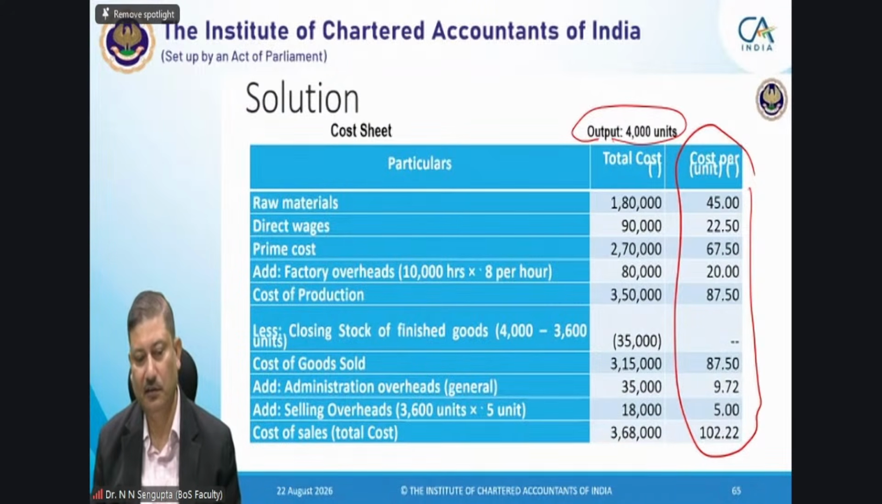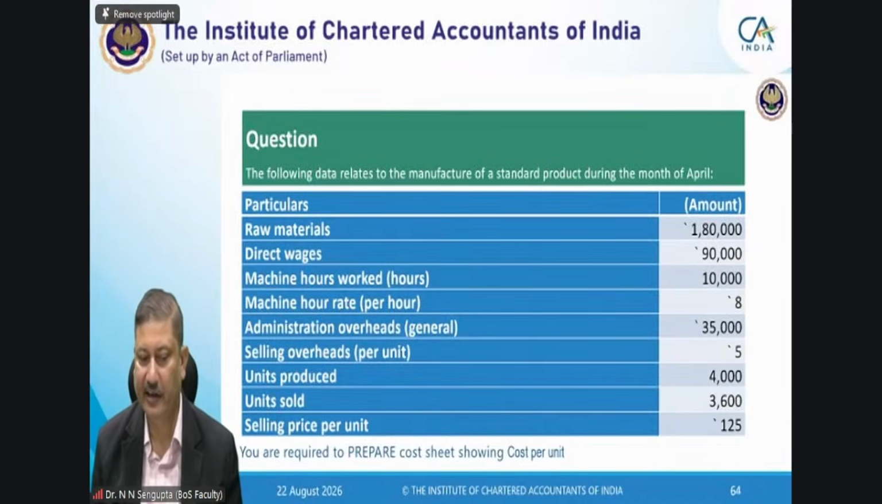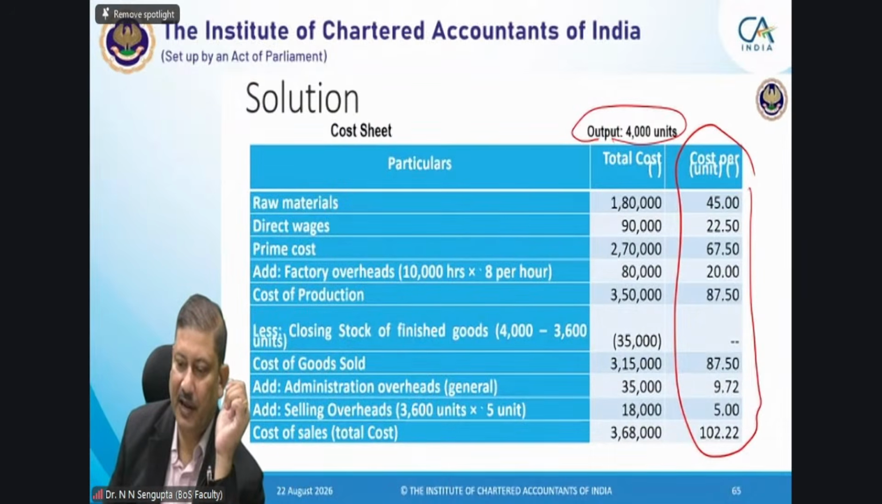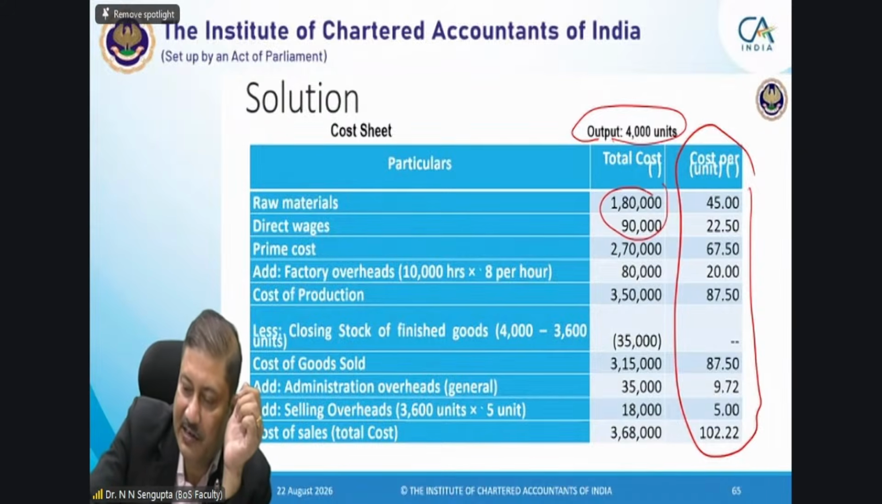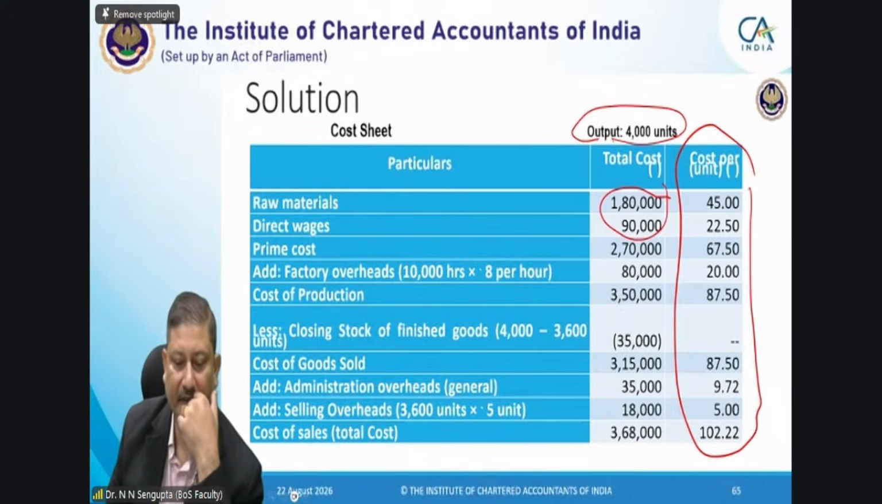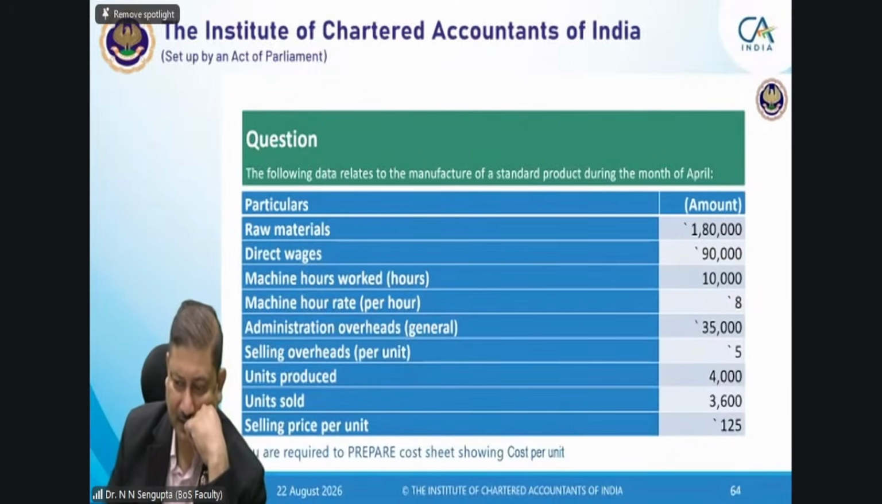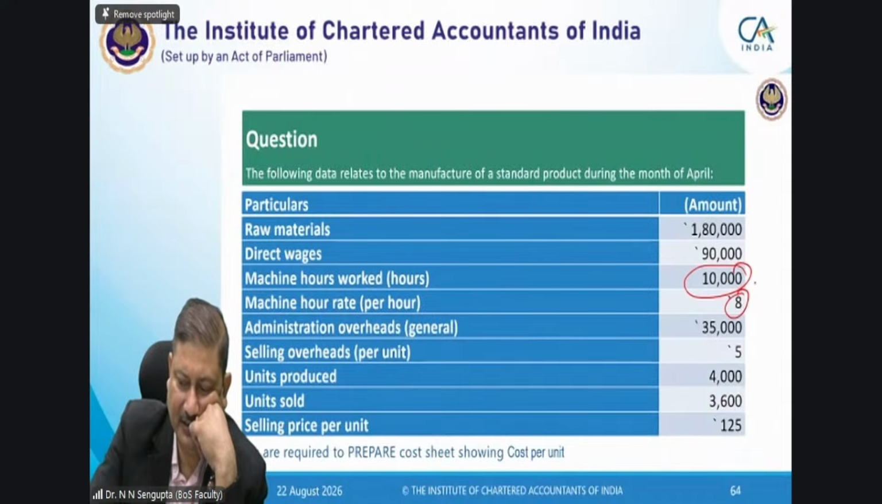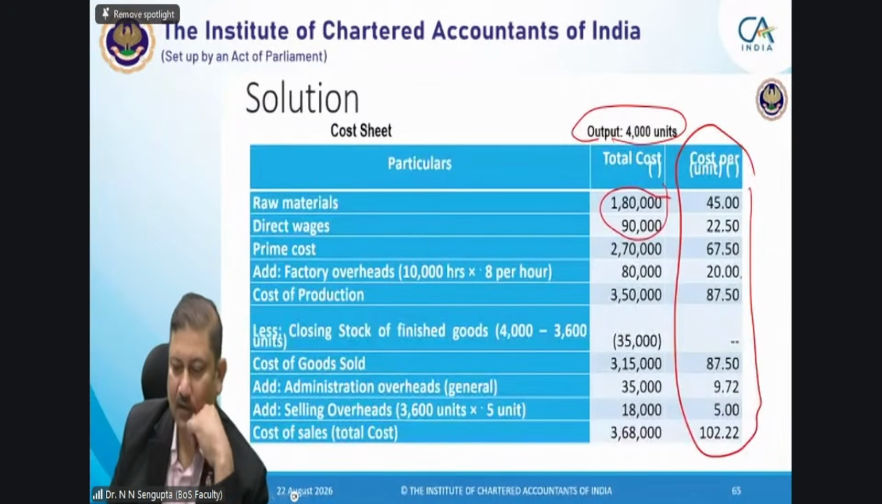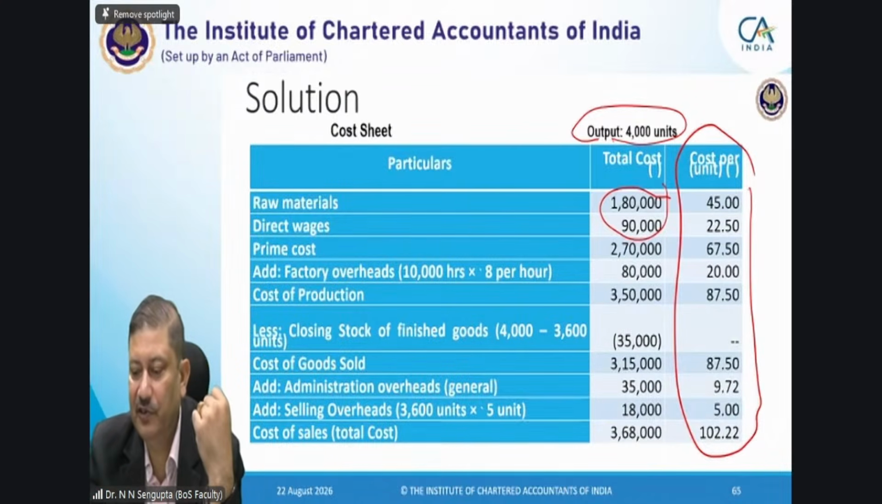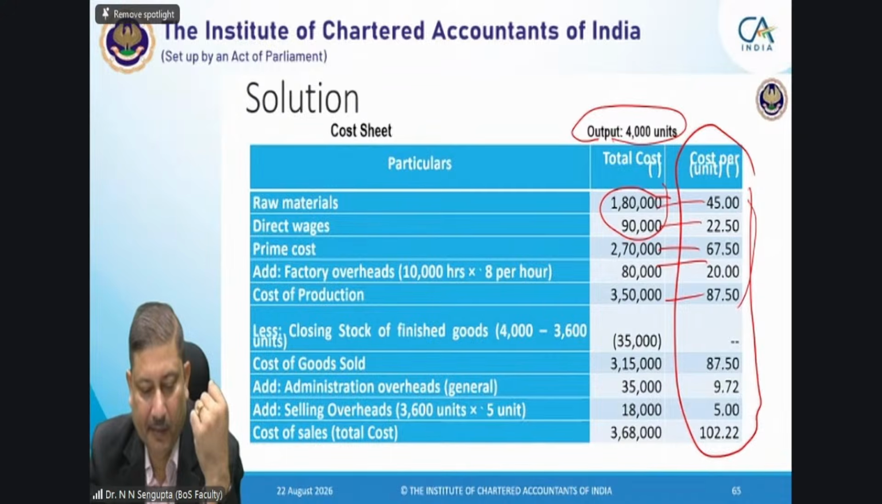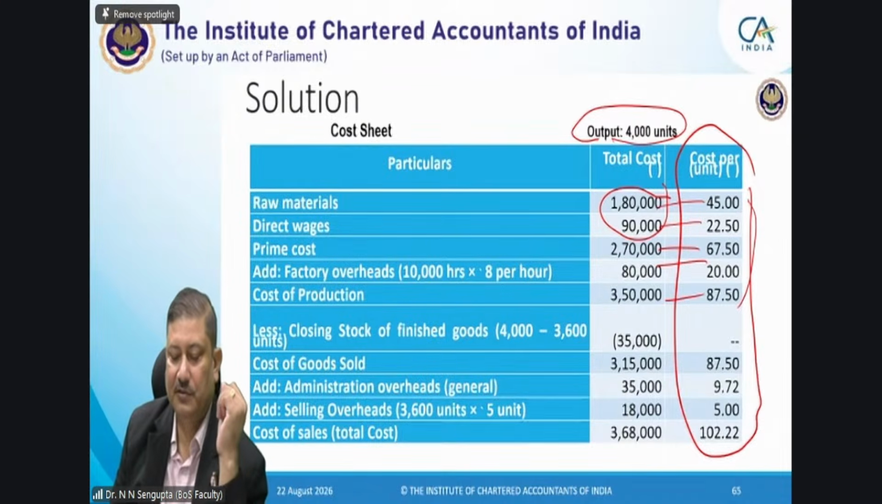Raw material is already given. Direct wages is already given. So prime cost we have got by adding these, 180 plus 90. Factory overhead, hours given 10,000 into 8, that is 80,000, that we have added. Then we have got the cost of production. In the meantime, we have also divided all these by 4,000 and we have got this. Less closing stock of finished goods.